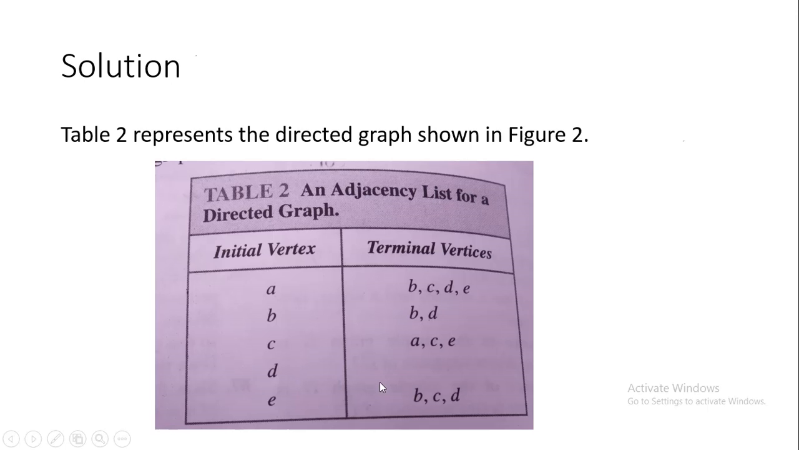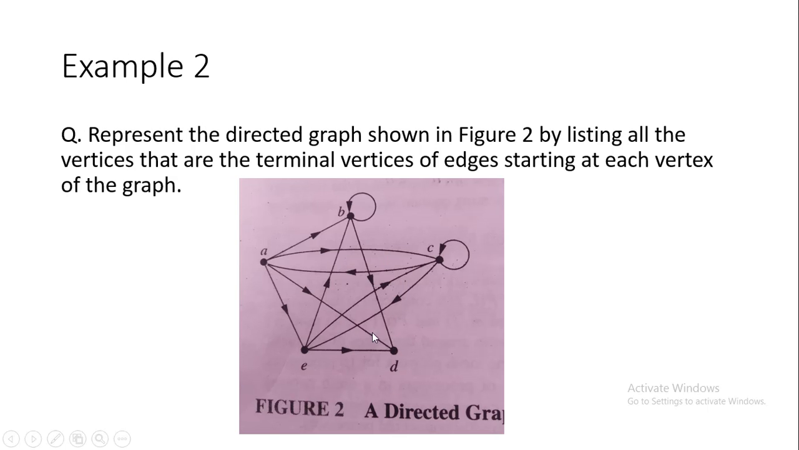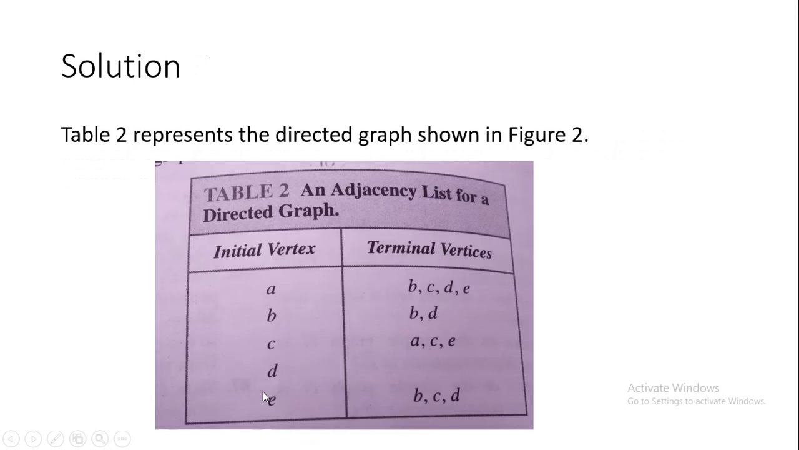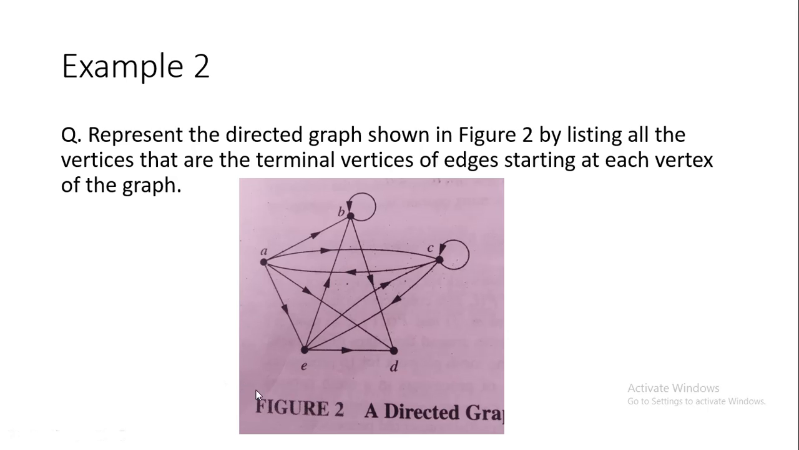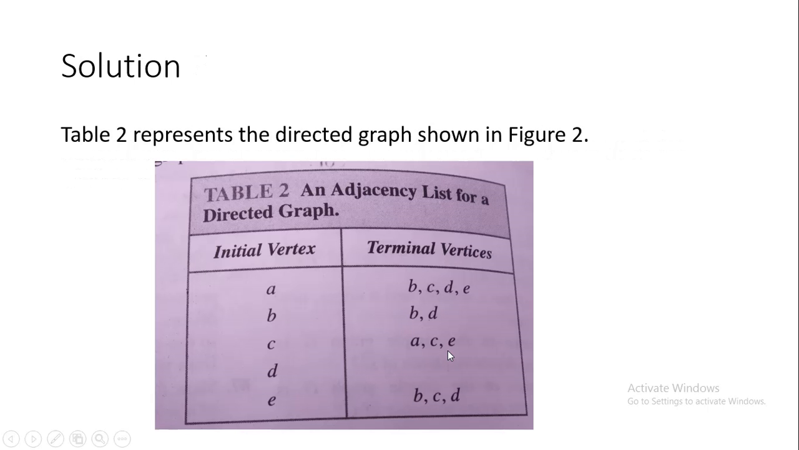For D, there is no terminal vertex, because at the vertex D, all the edges are incoming. There are no outgoing edges in the graph. That's why the vertex D doesn't have any terminal vertex. Then the last vertex E: B, C, D are the terminal vertices. Let's check E: B, then C and D. So these are the terminal vertices.